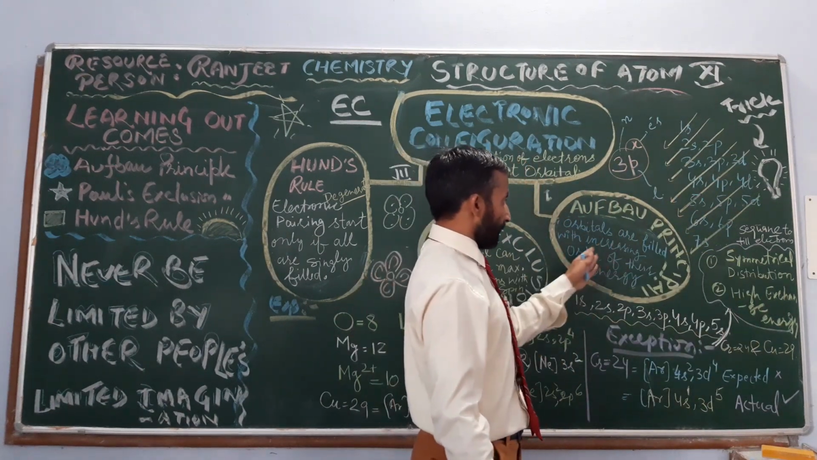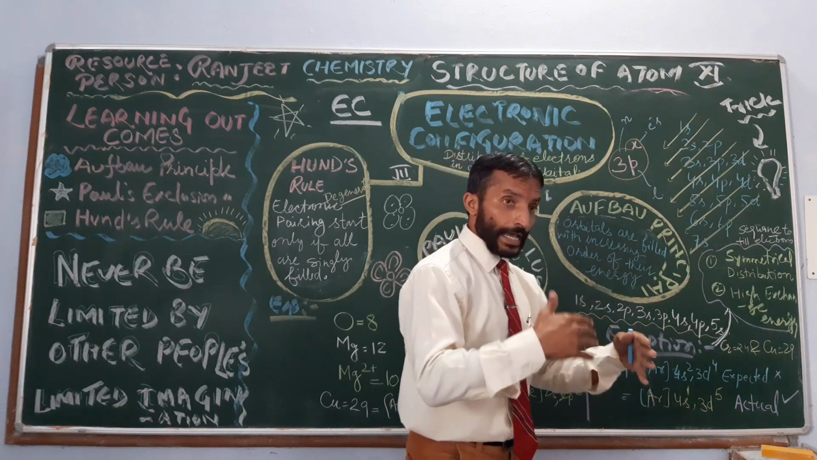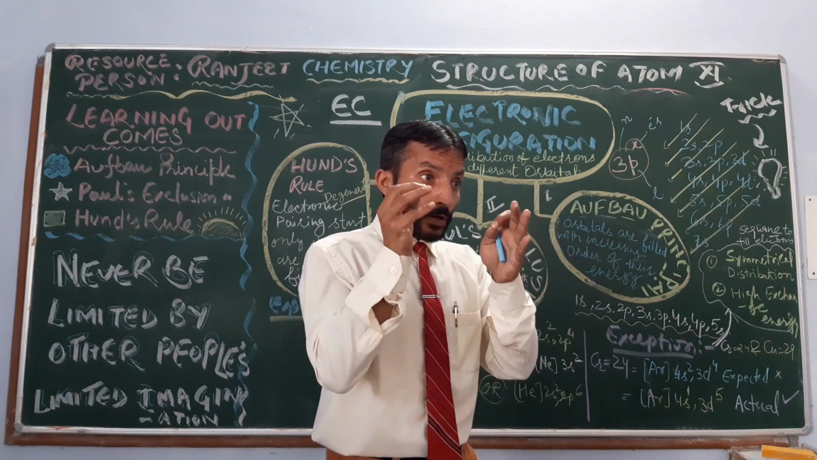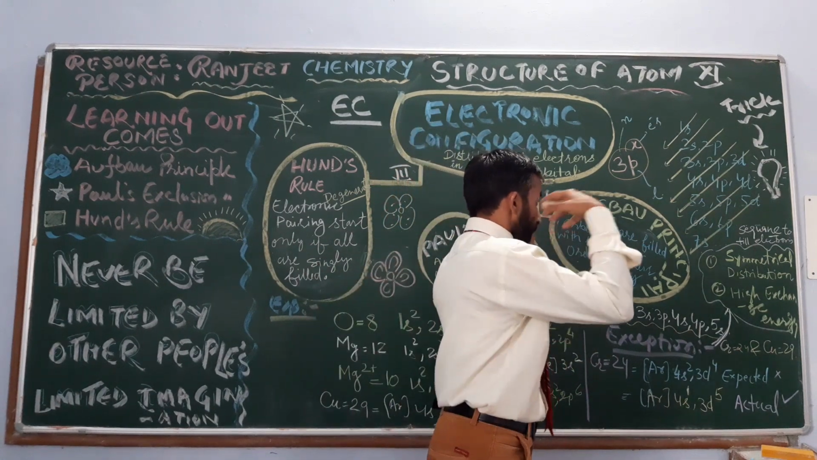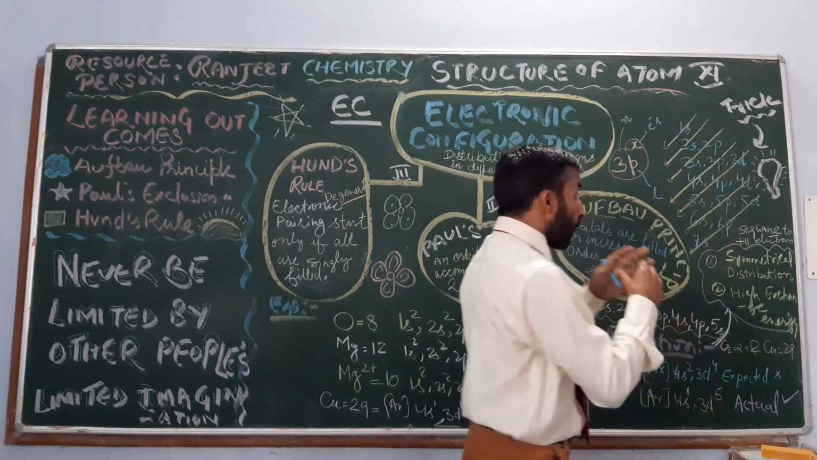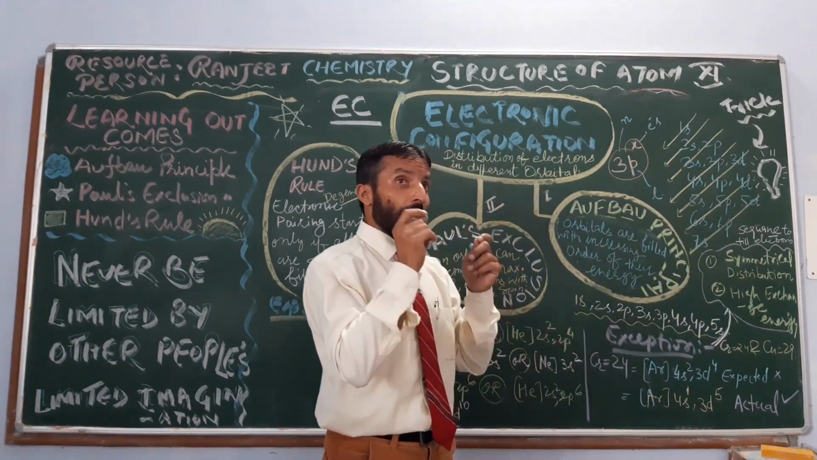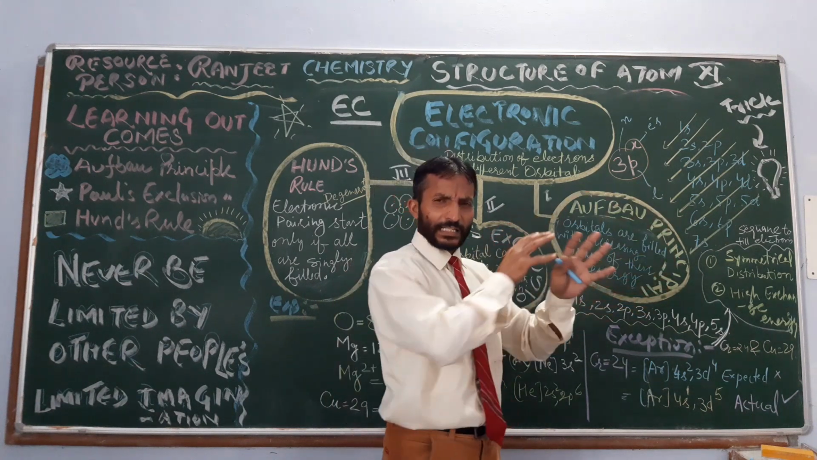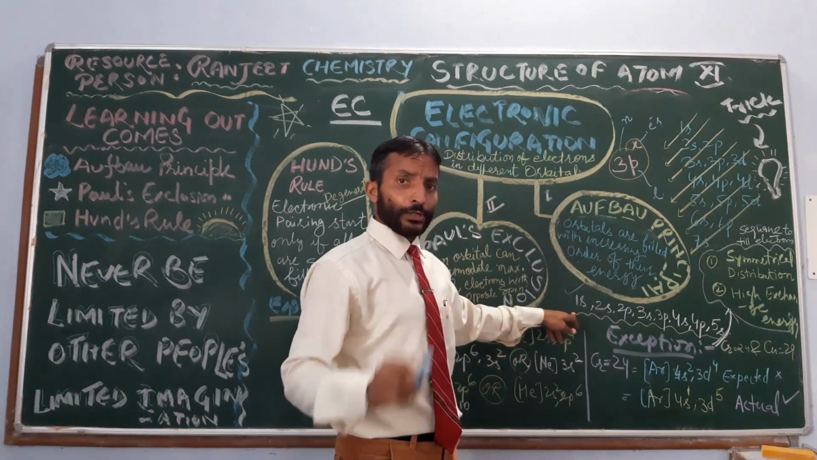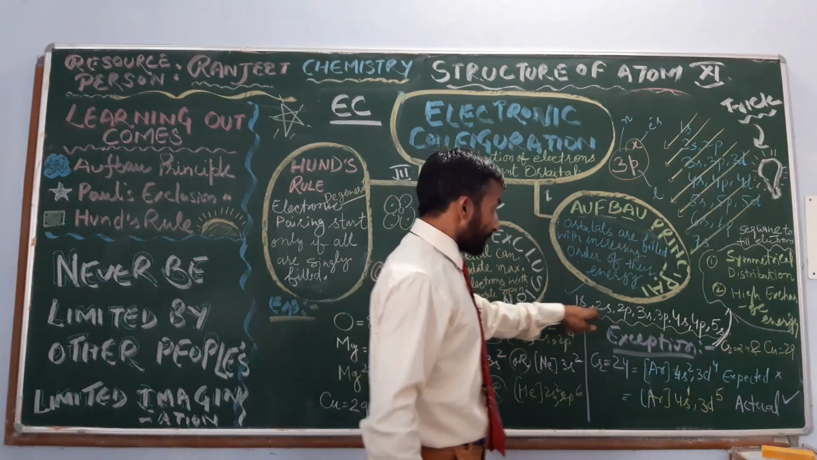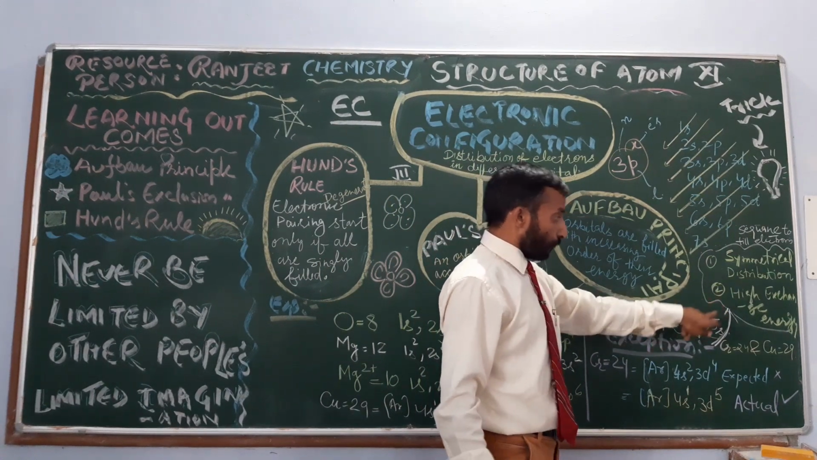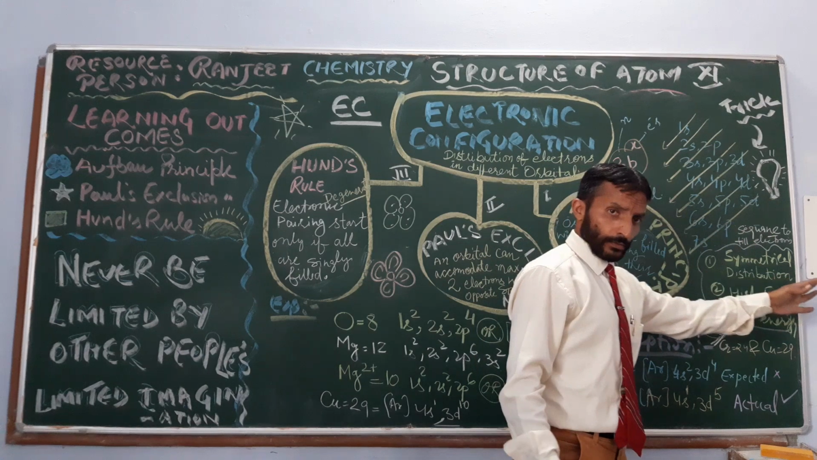Orbitals are filled in increasing order of their energy. Means orbitals with minimum energy are filled first, then the others having higher energy. So how do we come to know which will have minimum energy? Through different analysis we have found this out. This is the pattern according to their energy level: 1s, 2s, 2p, 3s, 3p, 4s, 4p, 5s, like this.